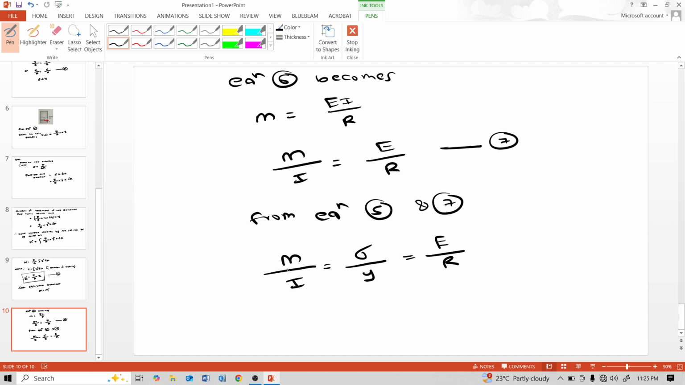M is moment, I is moment of inertia, sigma is stress, Y is distance from neutral axis to GH layer distance, E is modulus of elasticity or Young's modulus, and R is radius of curvature.